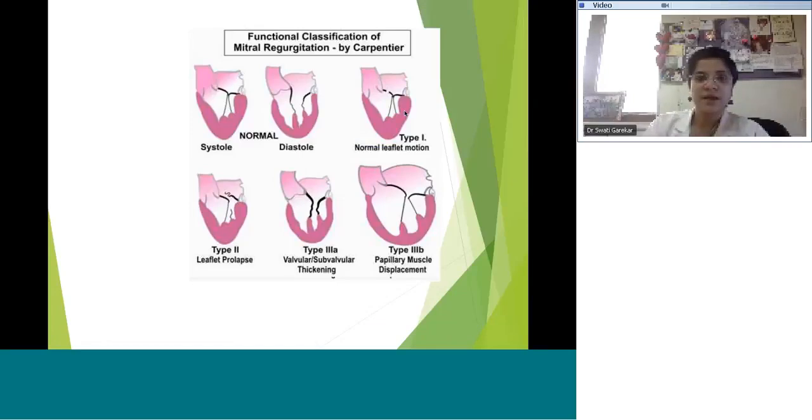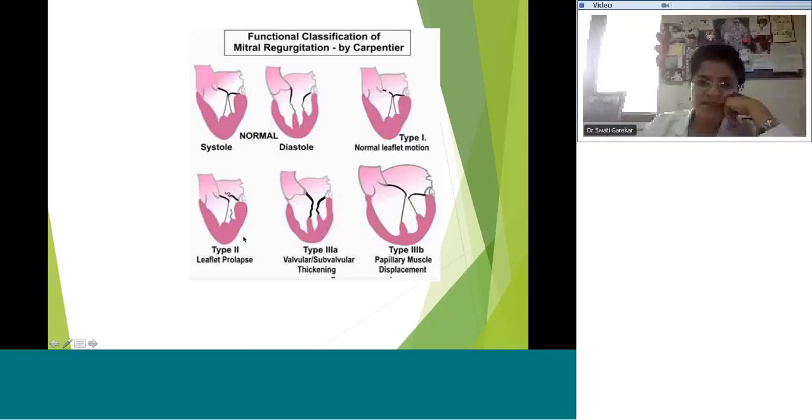Let's pause for a minute and look at this Carpentier classification that you can use for any kind of regurgitation. Well, actually mitral or tricuspid. And what it says is that there are 3 types. In the first type, the leaflet motion is normal, but either the annulus is dilated or there's a perforation in the leaflet. So in this particular case, actually there was a perforation which we picked up on transthoracic echo, and the patient could be taken to the OT and it was successfully repaired.